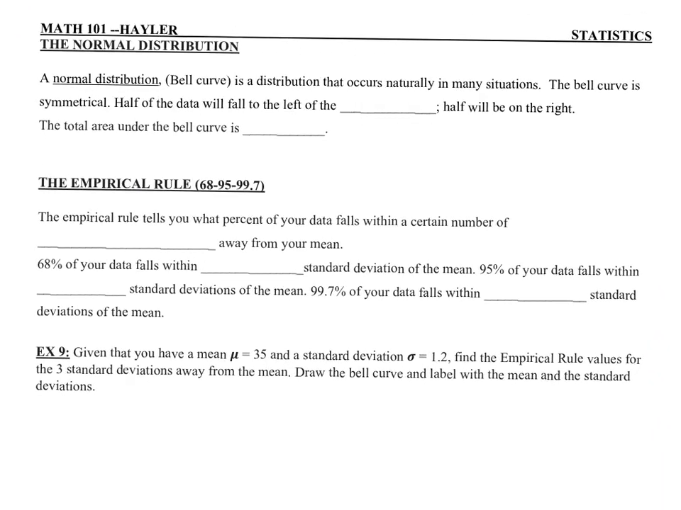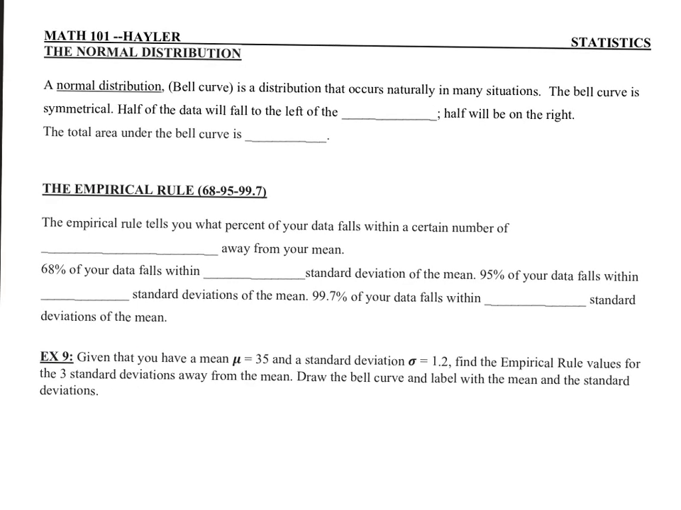All right, so let's take a look at the normal distribution. So the normal distribution, or the bell curve, is the distribution that occurs naturally in many situations. So the bell curve is symmetrical. Half the data will fall to the left of the mean, and half the data will be on the right. The total area under the bell curve is 1. Okay, very important to know this. Total area is 1. So the bell curve I'm talking about is something like this. Might look a little neater than that, actually. So we normally have our mean listed out, and then the total area under this equals 1. And half of our data is on this side, and half of it is on this side.